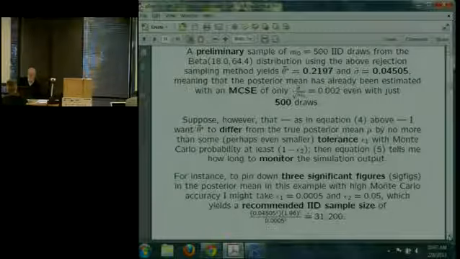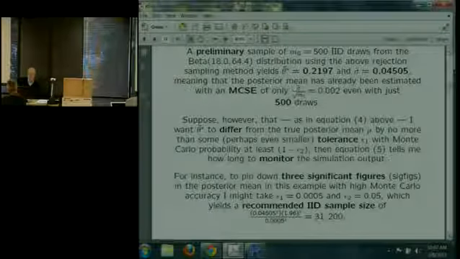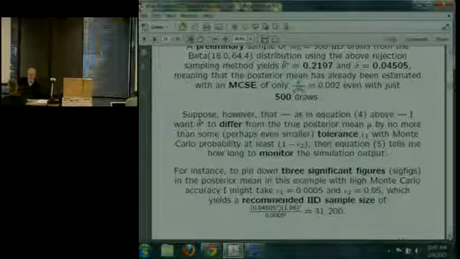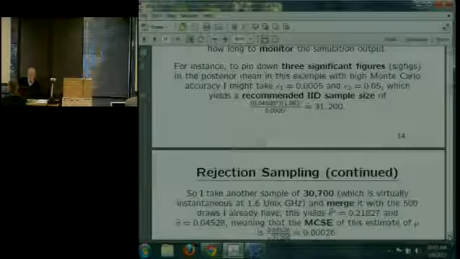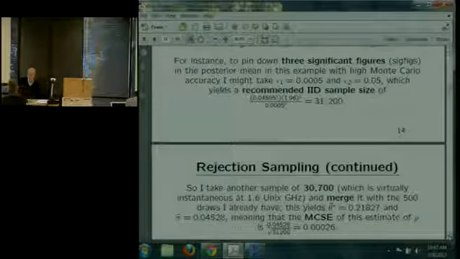And there's no need to waste the previous draws. They were certainly valid IID draws from before. So if I want to end up with 31,200, I subtract 500 from that and get 30,700 new ones and just merge the resulting new draws with the old ones. And this is virtually instantaneous.